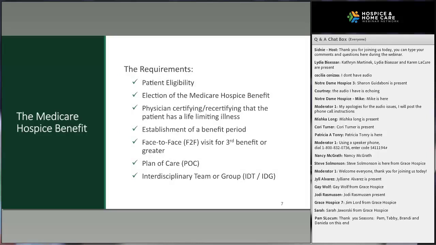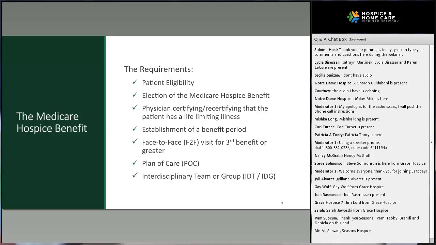So the Medicare hospice benefits, these are the requirements, very simple. The patient must be eligible. They must sign the election of the Medicare hospice benefit. There must be a physician that certifies and recertifies that the patient has a life-limiting illness. And the way that we usually discuss that life-limiting illness is, if the disease were to follow its normal course, we have a prognosis of 6 months or less. There's an establishment of a benefit period.